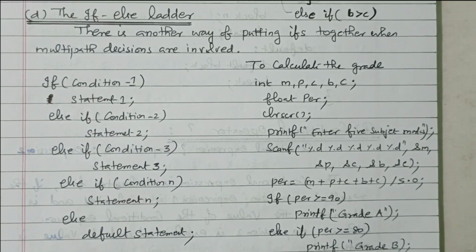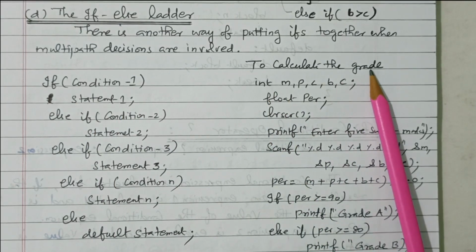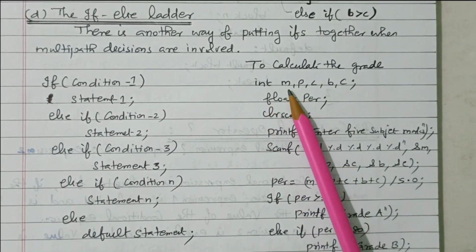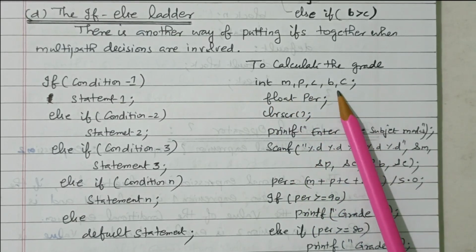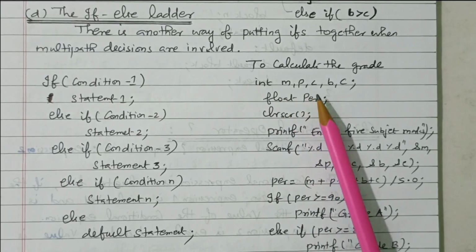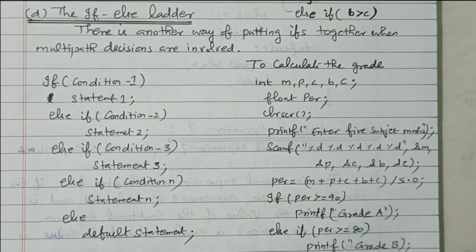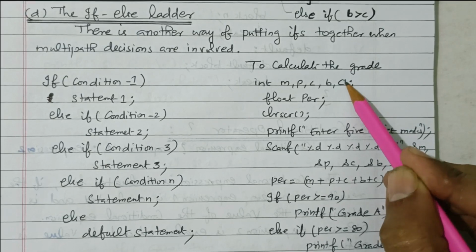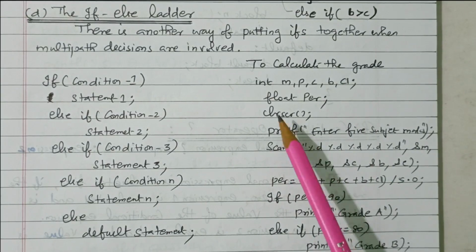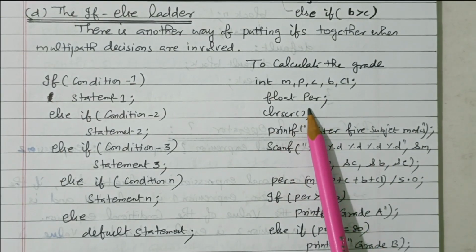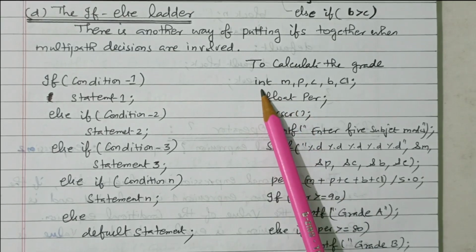Now we will see one example program: a program to calculate the grade of a given student. Let us consider 5 variables: maths, physics, chemistry, biology and computer science. M means maths, then physics, chemistry, biology and computer science. Let us take C1 for computer science because we cannot take both as C. Then calculating percentage may contain a decimal point, so it is declared as a float. These marks are declared as integers.